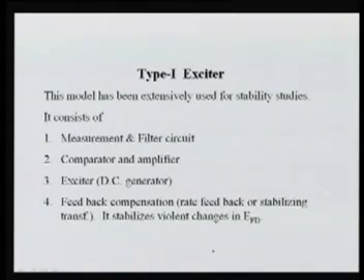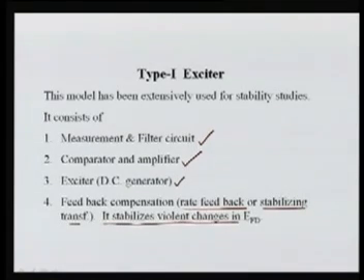So the type 1 exciter model has been extensively used for stability studies. It consists of a measurement and filter circuit, a comparator and amplifier, the excitation, that is a DC generator, and a feedback compensation, that is a rate feedback or stabilizing transfer function. It stabilizes the violent change in EFD.